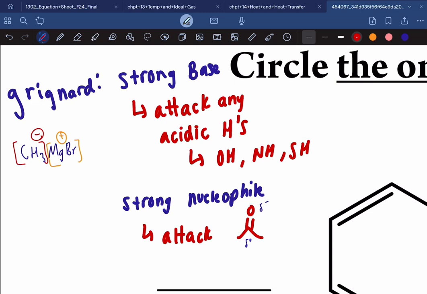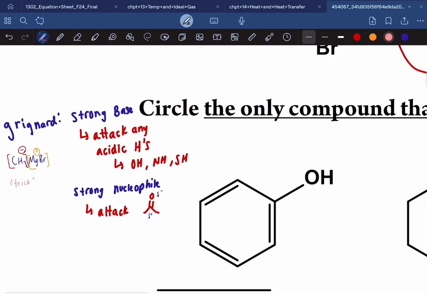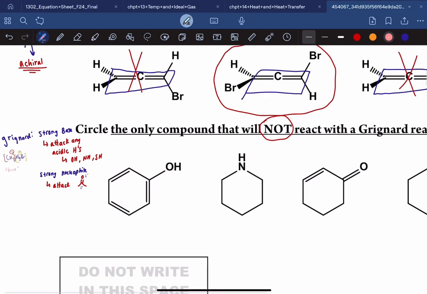So, minus charges on a carbon are one of the strongest bases because the electronegativity is so low. So it's very basic. And then since it has a full minus, it's also a good nucleophile. But again, this is not the chemistry, okay? This is just a little trick to help you remember. So all we have to do here is circle the one that it will not react with. So let's go through it one by one.